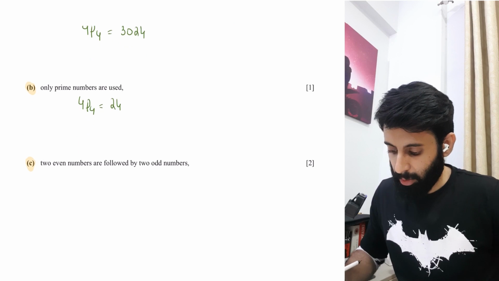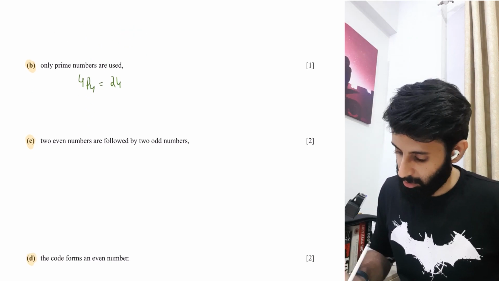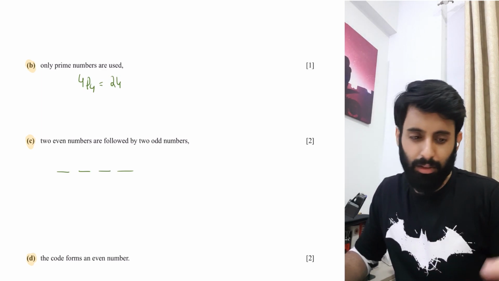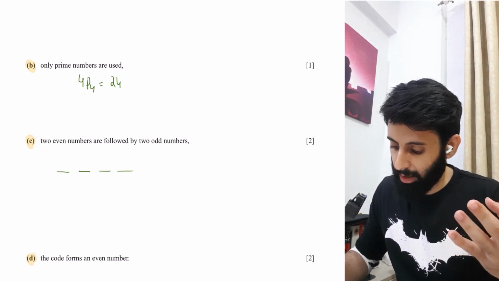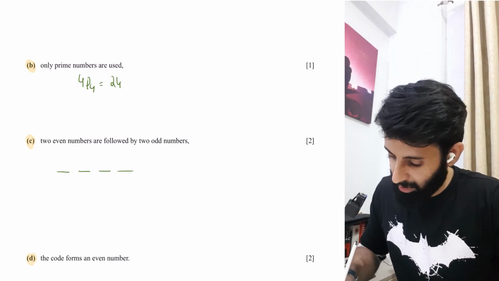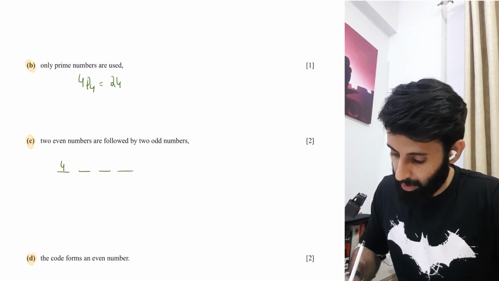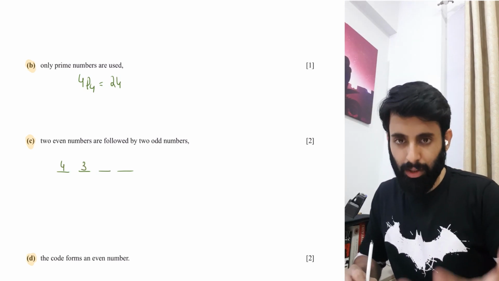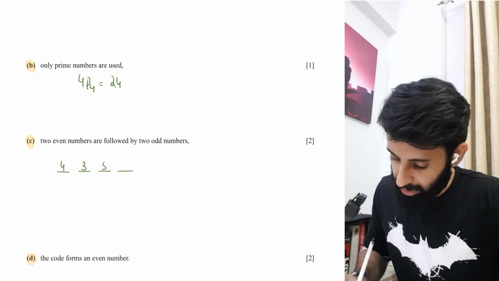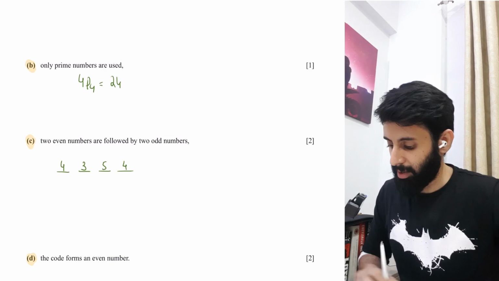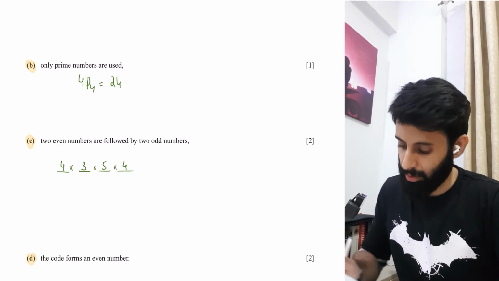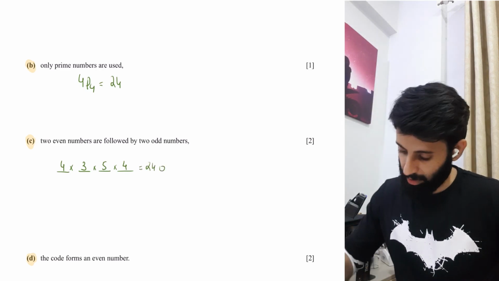There you go. Next, 2 even numbers are followed by 2 odd numbers. So from 1 to 9, how many even numbers do you have? You have 2, 4, 6, and 8, so that's 4. And the remaining 5 are odd. For the 2 even numbers, you have 4 available for the first place, and then 3 for the second. And as far as odd numbers are concerned, that's going to be 5 times 4. So let's work this out: 4 into 3 into 5 into 4 is equal to 240, which is the correct answer.